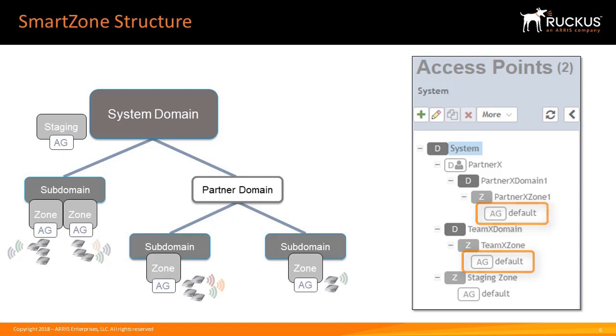But within a zone, you also have the ability to create separate access point groups that you can define with parameters you can define for a specific subset of APs that exist within that same zone. So let's walk through how to do that.